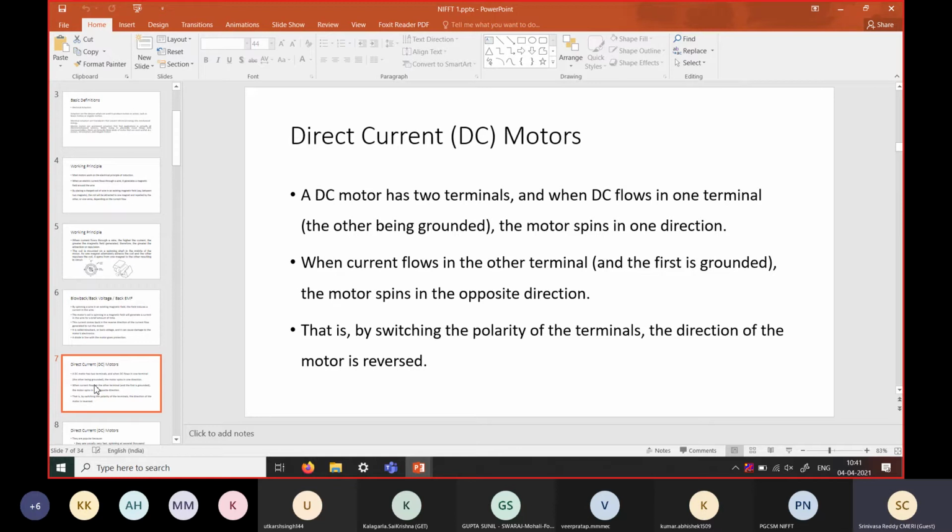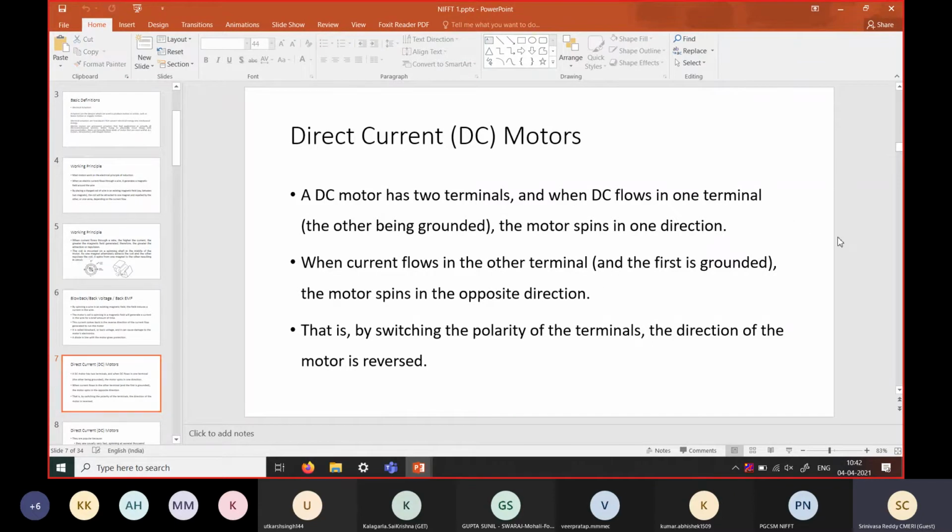So here in the electrical actuators, we will be seeing in detail about DC motor. A DC motor, as I have discussed, will have two terminals for supplying the electrical energy, that is the positive and negative terminals. So DC means direct current.